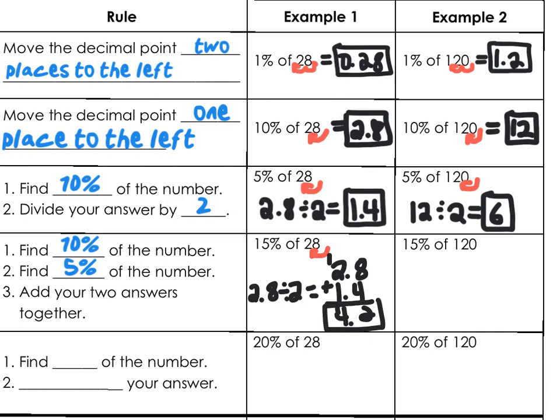Okay, let's try that for 120. It's pretty easy. You're going to first find 10%. Okay, 10% of 120 is 12.0. I'm just going to write 12. And then you find half of that to find your 5%. Okay, so that's going to be 6. And then you add the 10% and the 5% answer, and you get 18. So that's 15% of 120.